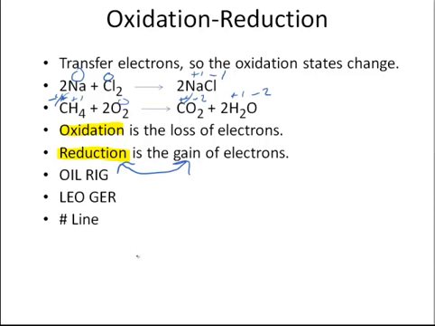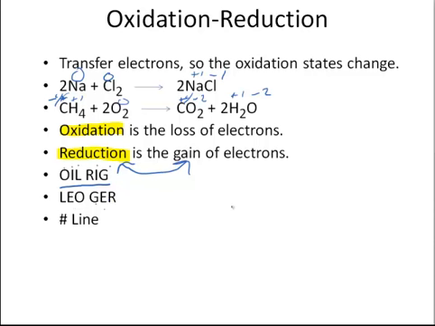So there's a couple mnemonics that help you out. I learned this from high school and college. OIL RIG, oxidation is loss, reduction is gain. Here's another one. LEO the lion goes GER. Lose electrons, oxidation, gain electrons, reduction. So you've got OIL RIG or LEO goes GER.